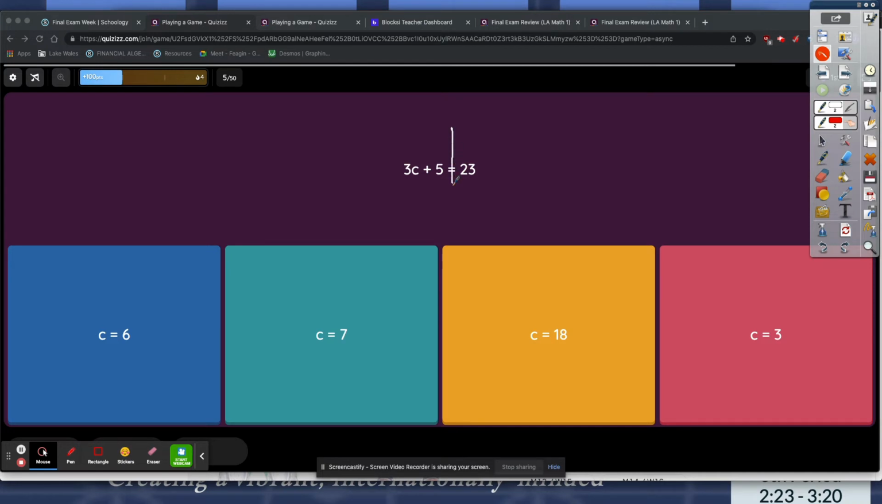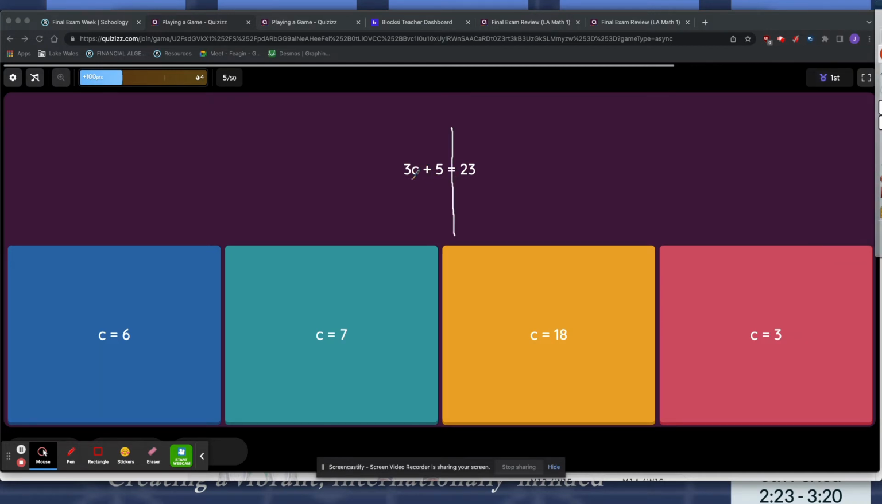All right, let's get moving. Two-step equation. To get c by itself, we subtract 5. 23 minus 5 should be 18. Divide by 3 on both sides. C is equal to 6.